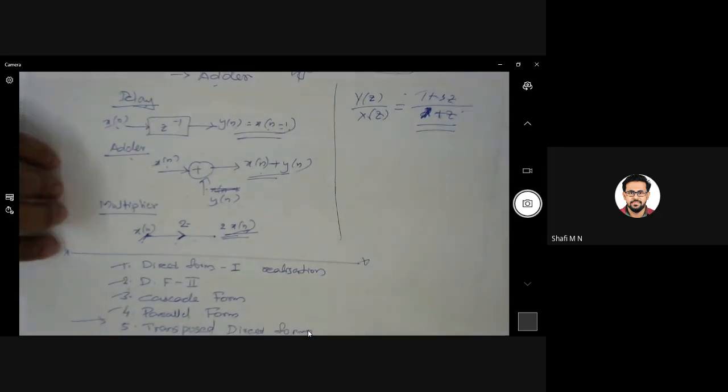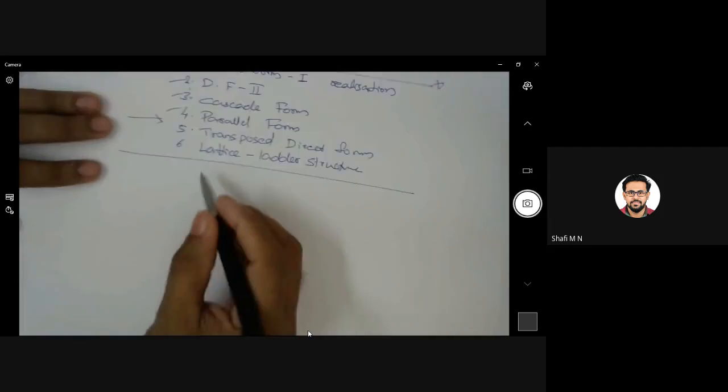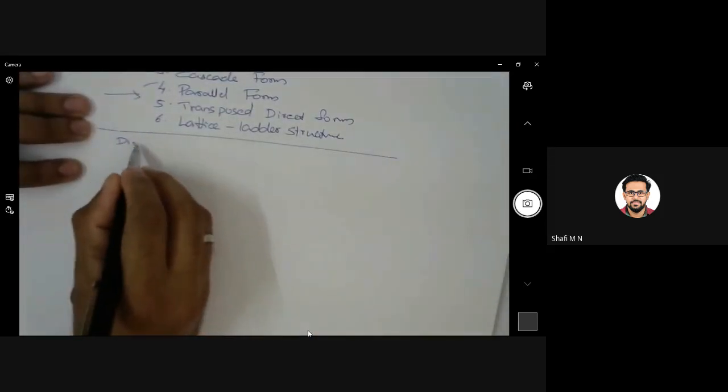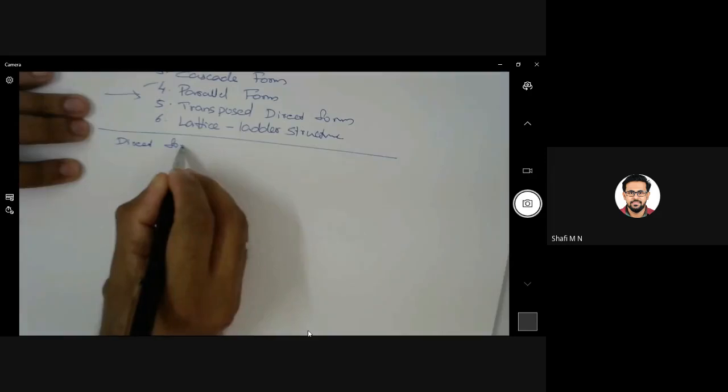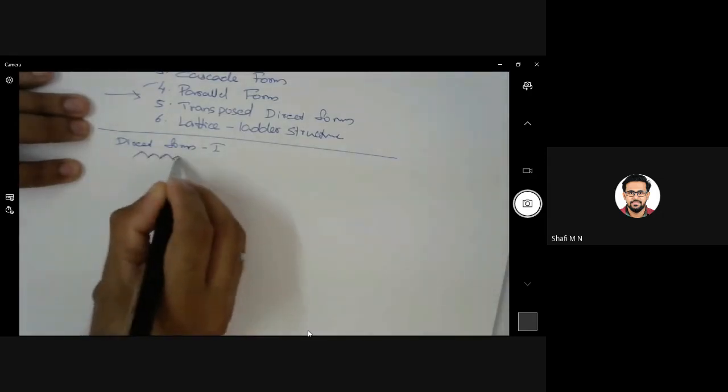So the things will be clear with an example. So let's start with direct form 1. You can give a subhead, first heading, direct form 1 realization. Now let's see what is direct form 1 realization.